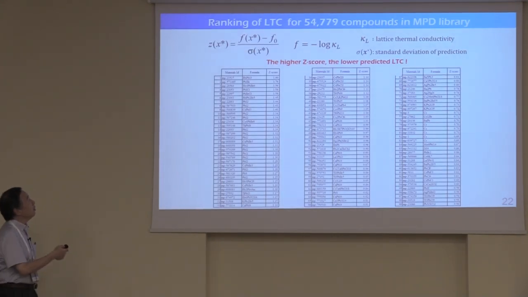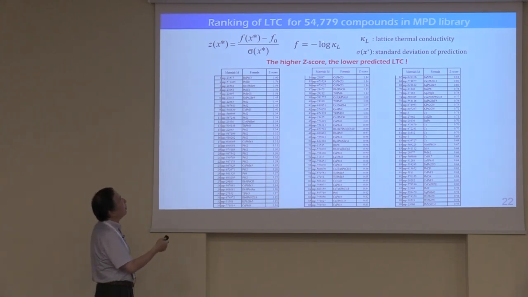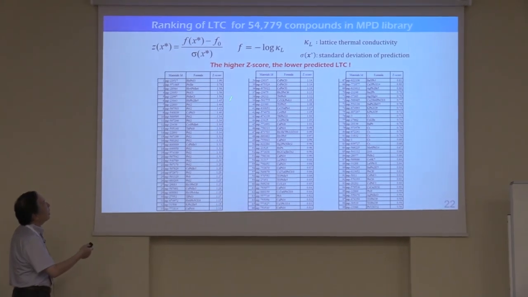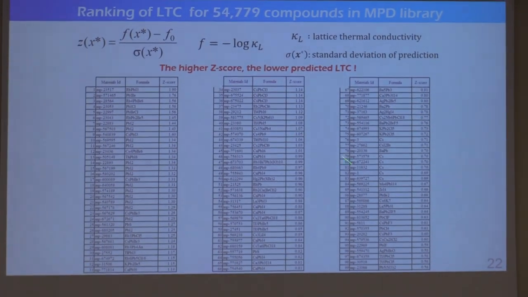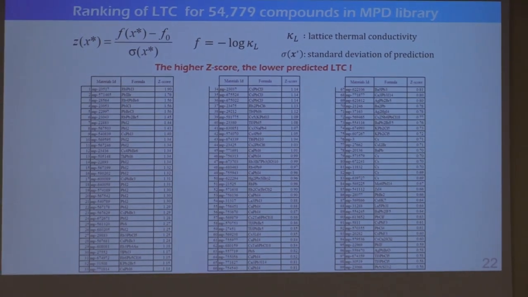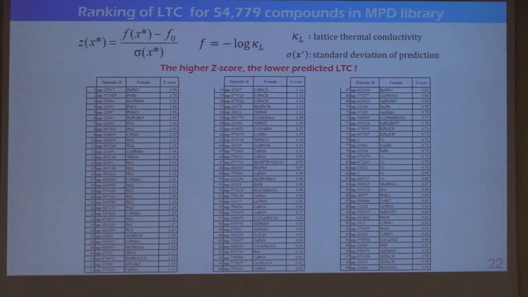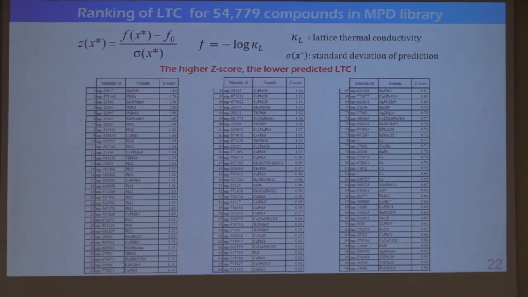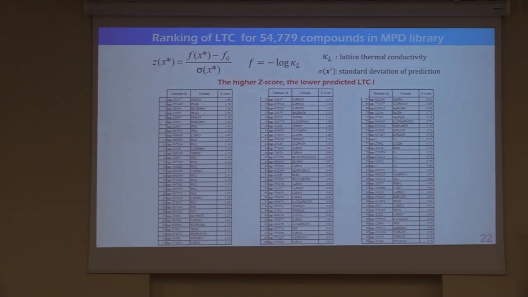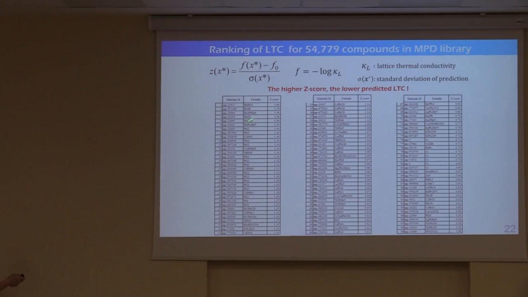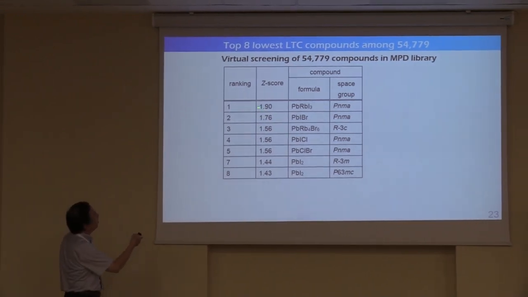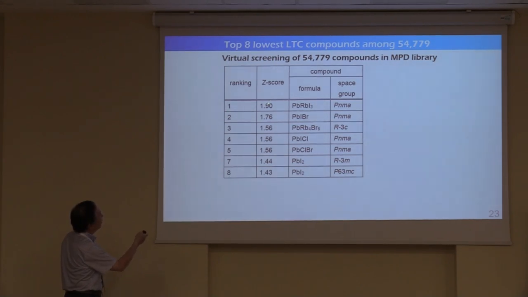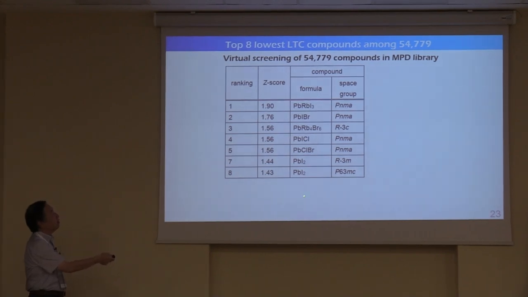So based on that model, the z-score is a predictive value of the logarithm of the lattice thermal conductivity with a minus sign. So the higher z-score corresponds to the lower predicted lattice thermal conductivity. I'm sorry for the very small, tiny characters, but I do not intend to show all of them. This is the top 100 compounds showing quite high z-scores. And there are altogether 55,000, and just 100 of them are shown here. Let me show only the top 10 of them. It's shown here, top 8 of them, from first ranking to number 8. They show quite high z-scores. The chemical formula and space group are shown here.